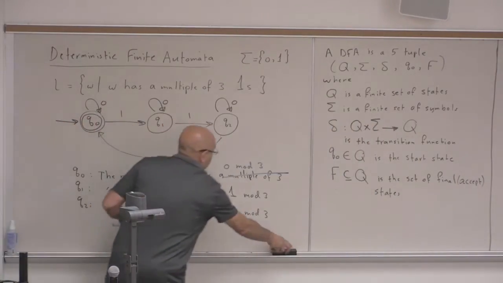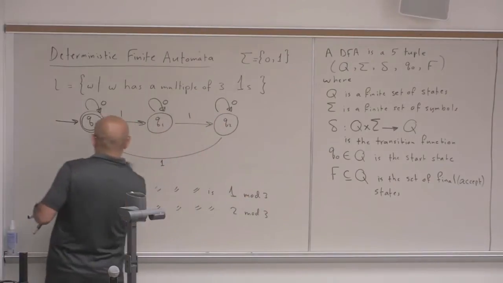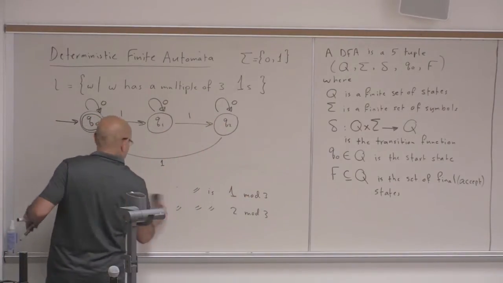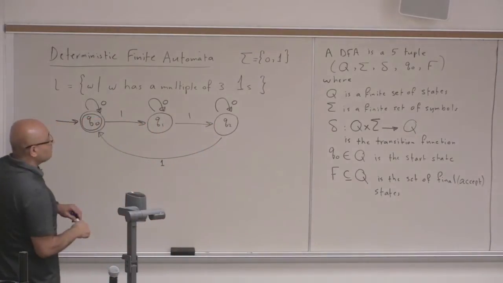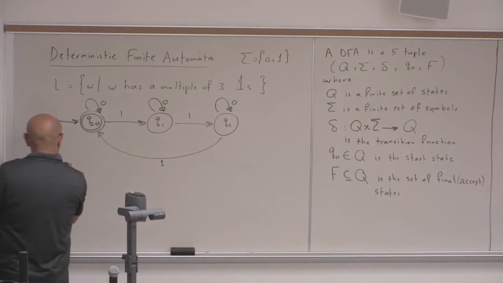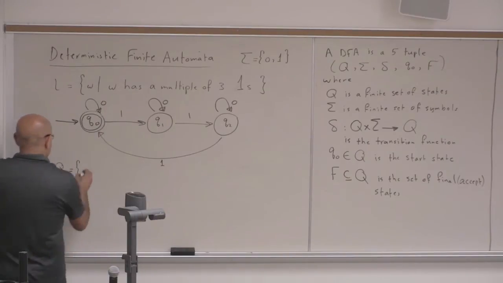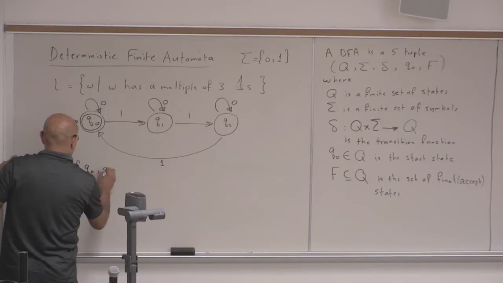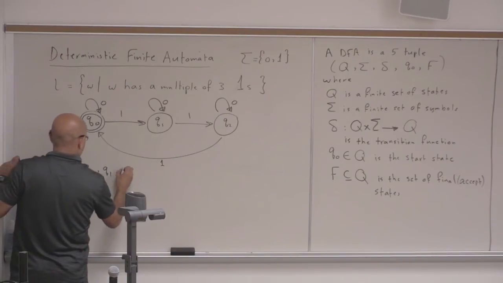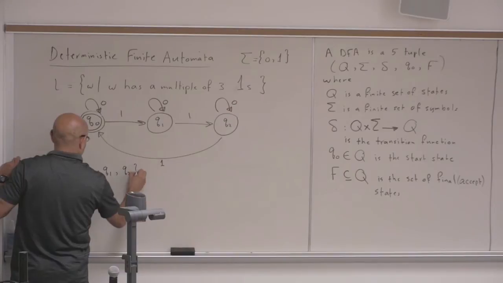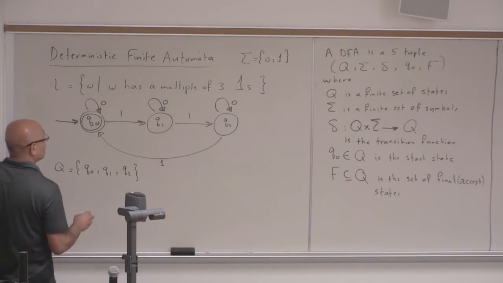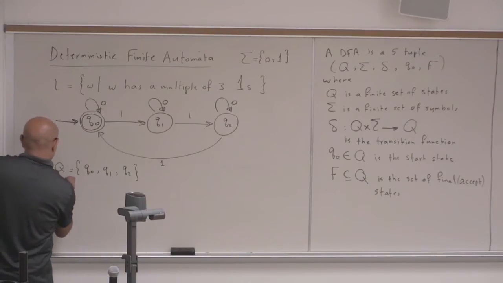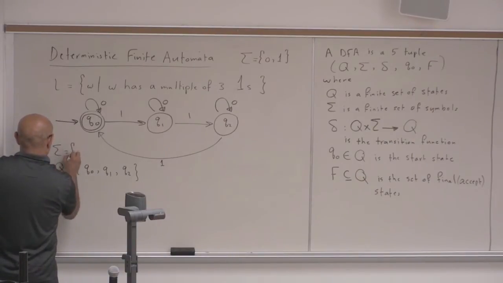Now let's apply it to this DFA. So for this DFA, Q is the set Q0, Q1, and Q2. Q0, Q1, and Q2. Sigma, of course, is 0, 1.